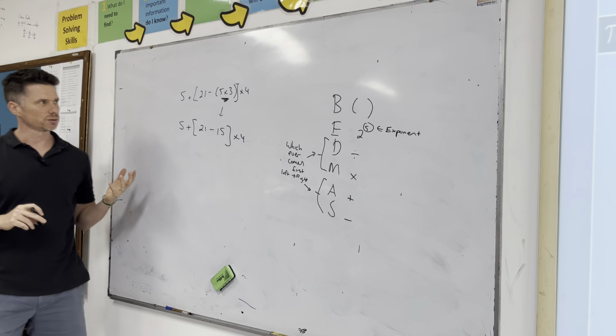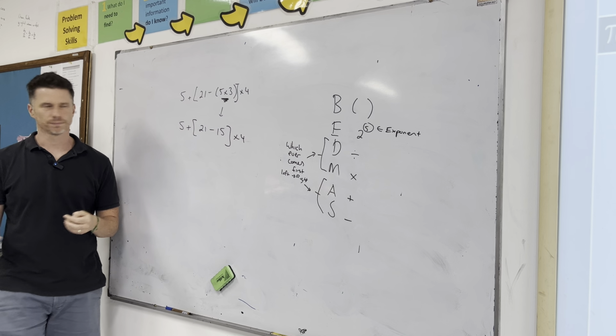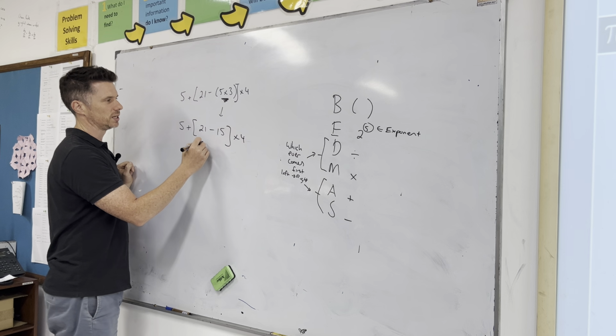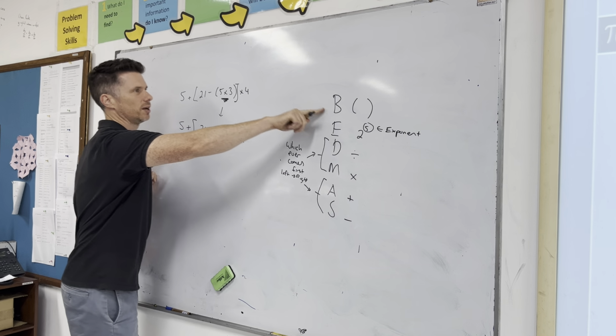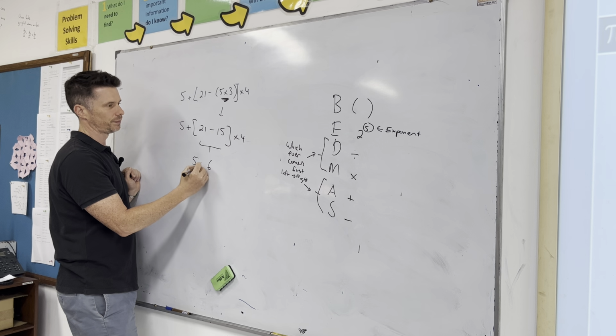What would I do next? So I've got rid of 1 set of brackets. I got the answer for that to be 15. What would I do next, Flynn? Yes, do this next because this is still brackets. So we're still on B for brackets. So I do this next and I get 6.